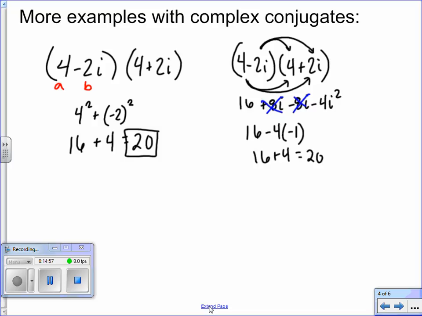You can do it the long way, or you can agree to our shortcut, a squared plus b squared. It's up to you. That's what a lot of math is: doing all the work to prove it works every time, and then using the shortcut from there on out. So I'm going to use the shortcut, if that's okay with you.